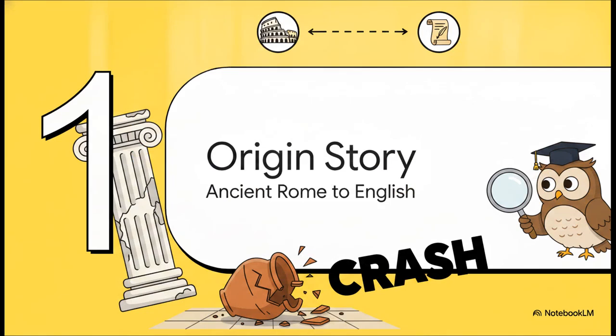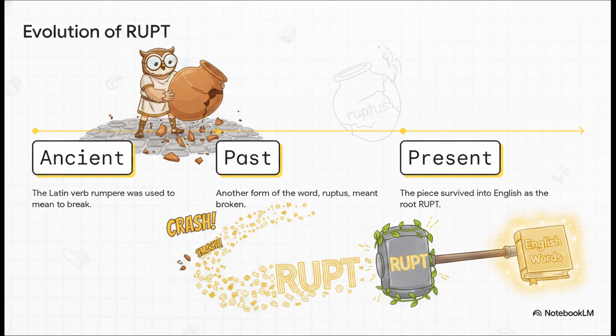Section 1. Origin story. Ancient Rome to English. All right, let's travel back over 2,000 years to ancient Rome to see exactly how this root began. Imagine a Roman worker carrying a really heavy clay pot. Suddenly, he drops it. Crash! It breaks into 100 pieces on the cobblestone floor.